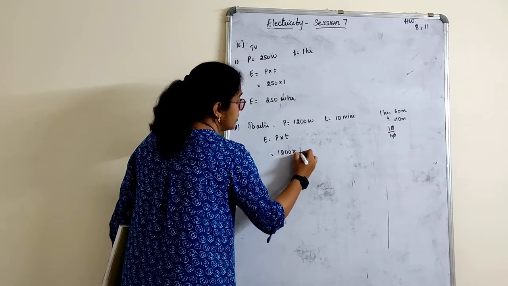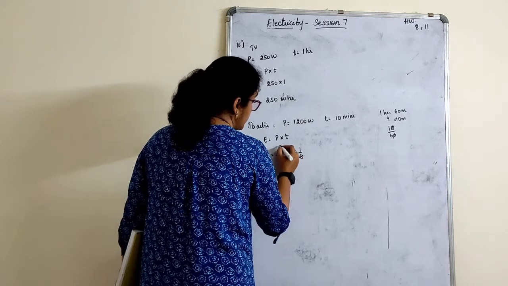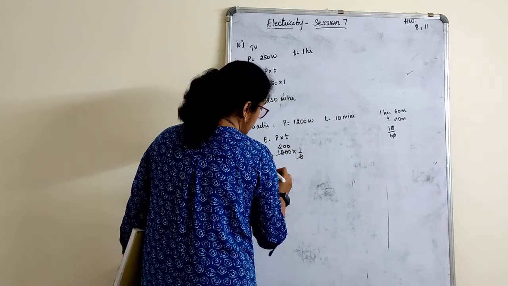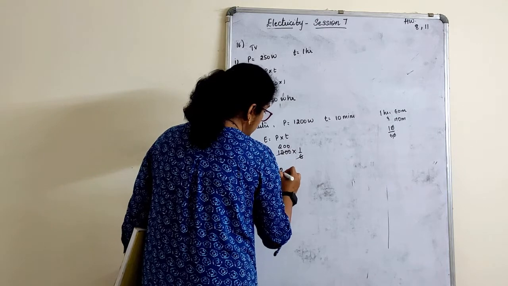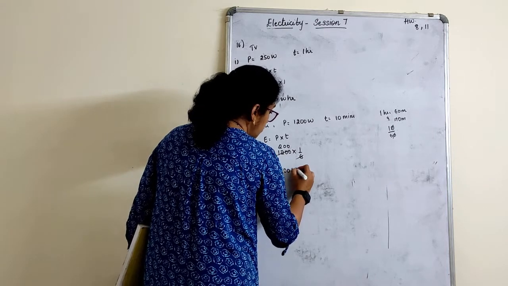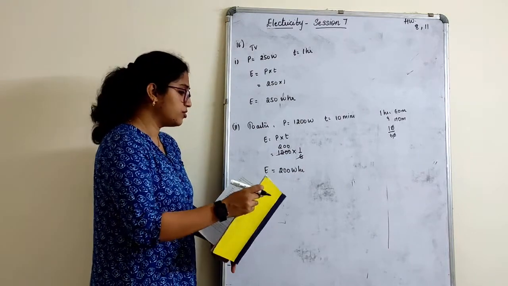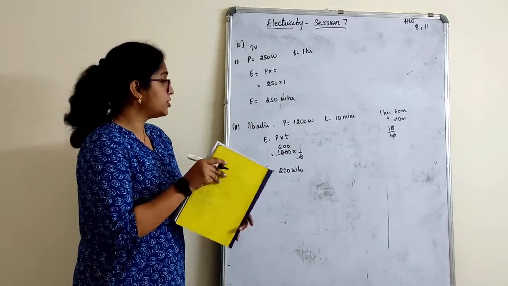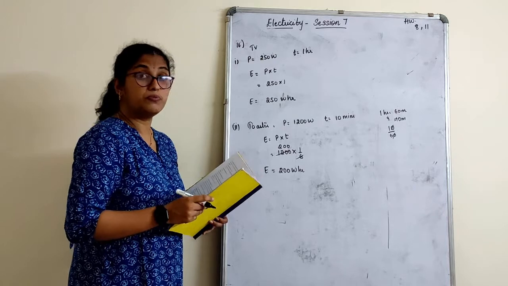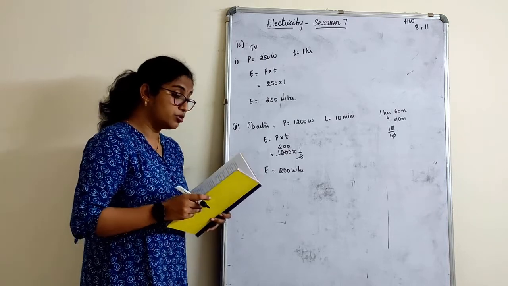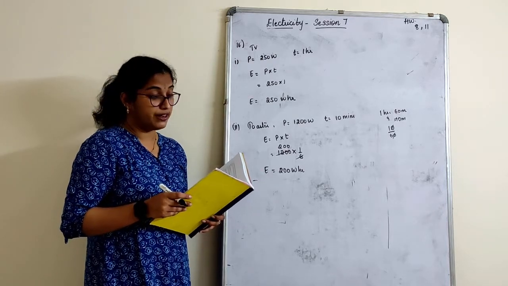1200 into 1 by 6. 6 ones are 6, 6 twos are 12, 0, 0. So energy here is 200 watt hour. Which gives the final answer to the question, which uses more energy? A TV which is used for 1 hour uses more energy than a toaster rated at 1200 watt for 10 minutes.